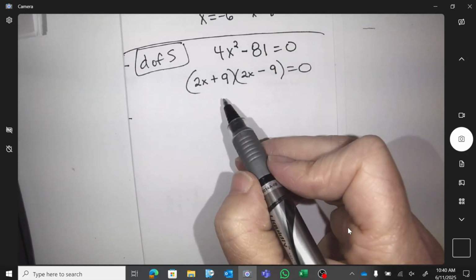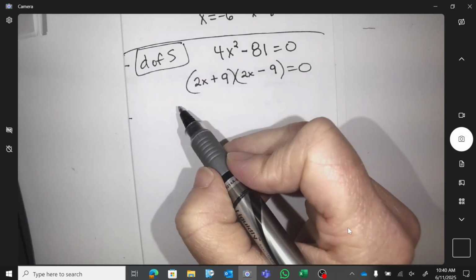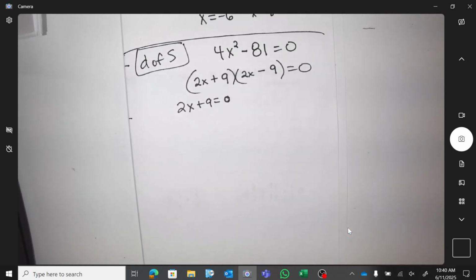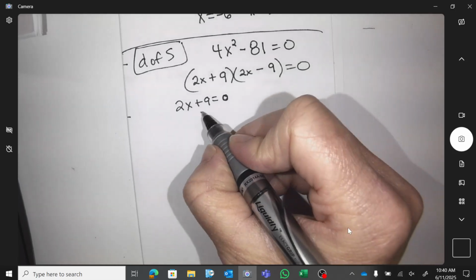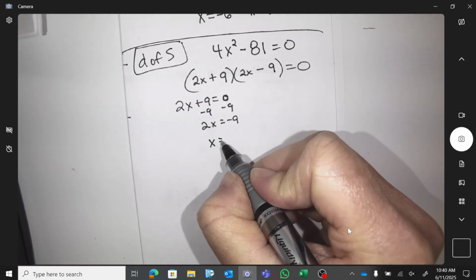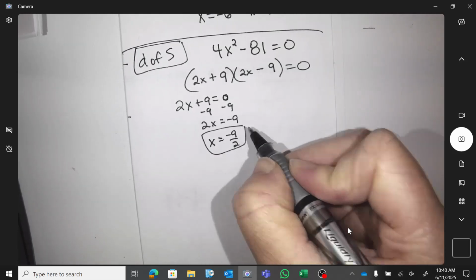Okay, this is not just an x value, so I'm going to show you. How do we make that bracket 0? What do you do with algebra here? How do you get x alone? Subtract 9 and divide by 2.